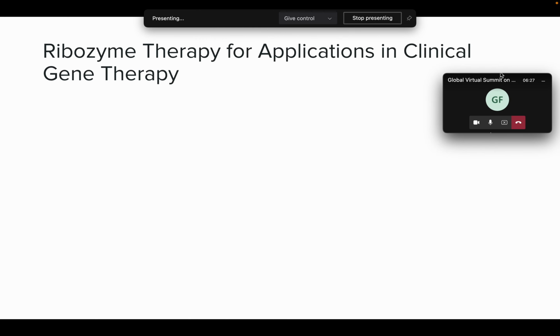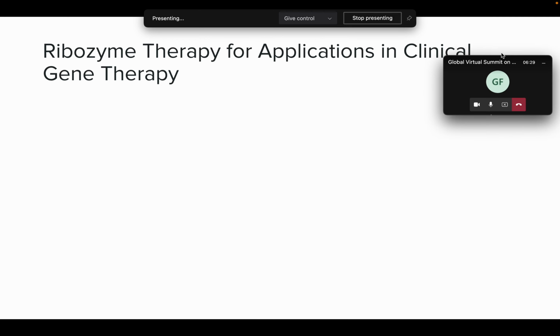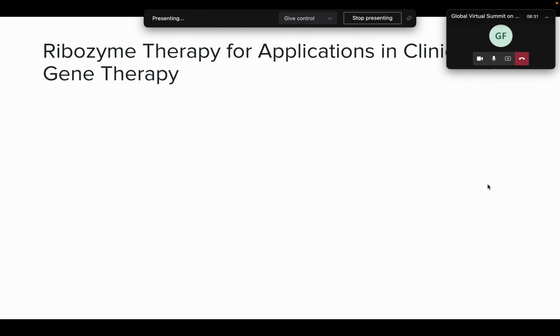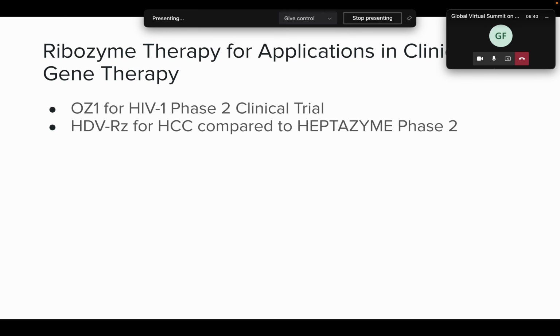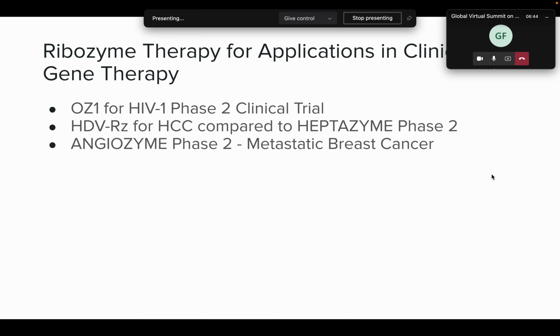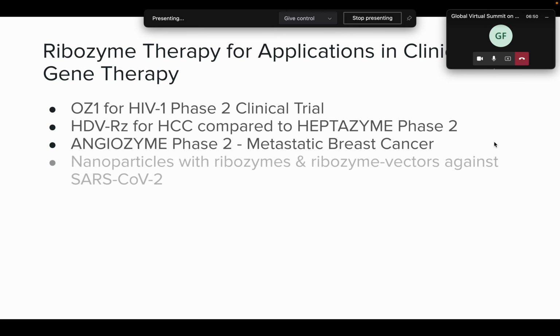And then I want to get into the ribozyme therapy and the applications in clinical gene therapy. So first we have OZ1 for HIV-1, which was done in phase 2 clinical trial. And then we'll look at the hepatozyme in phase 2, as well as the angiozyme in phase 2 in multiple cancers, but specifically metastatic breast cancer.